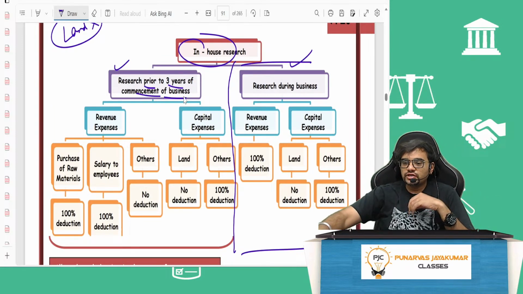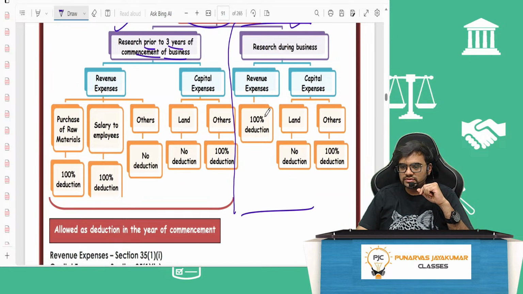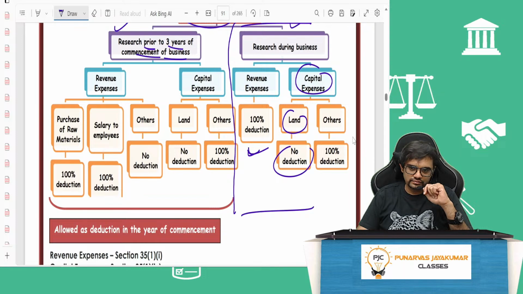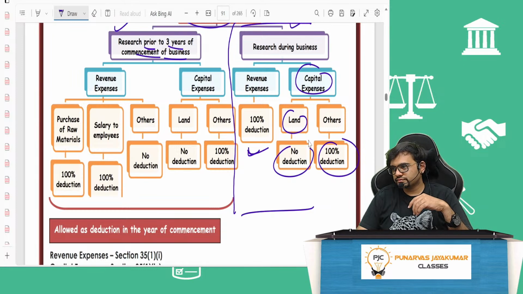Yes. Research during business, you see. Revenue expenditure, 100% deduction. Means if I am using for payment of salary or vehicle expenses, all these things, after business commenced, 100% will be allowed. Capital expenditure, if I buy land, no deduction. If I buy plant and machinery, etc., then 100% deduction. That is no tension. Land, no deduction. Others, 100% deduction.